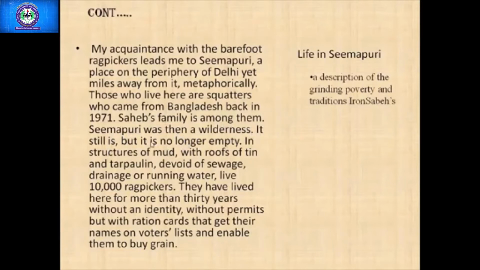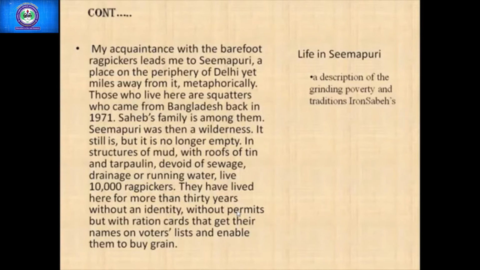Here in Seemapuri, in structures of mud, with roofs of tin and tarpaulin, devoid of sewage, drainage, or running water, lived 10,000 rag pickers. This article was written long back, so at that time there were only 10,000 rag pickers. Now there would be lakhs, and they have lived here for more than 30 years without an identity, without permits, but with a ration card.